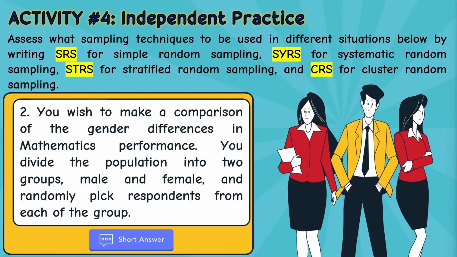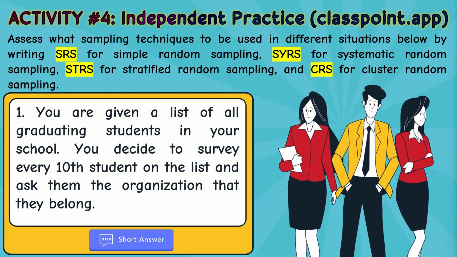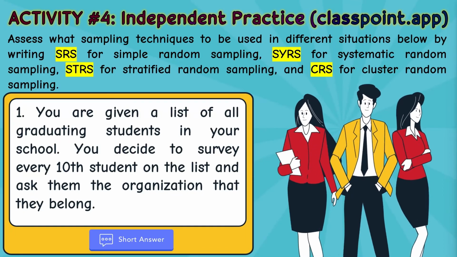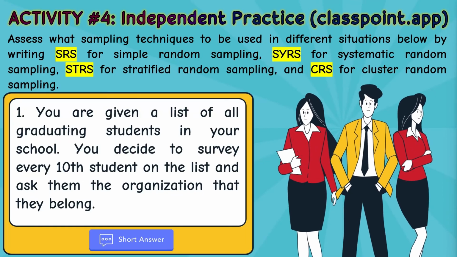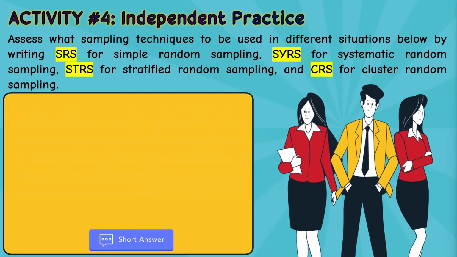By the way, I just want to correct myself. In number 1, it's systematic random sampling. Parang nabanggit ko ata is STRS, no? So, it's systematic random sampling kasi there's a system to be followed. Yun nga, yung 10th student. Okay? So, let's have number 3.